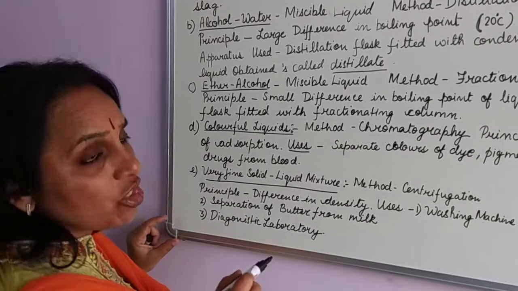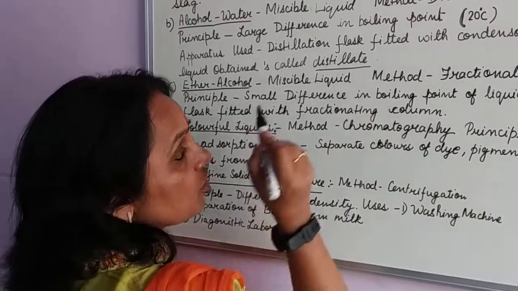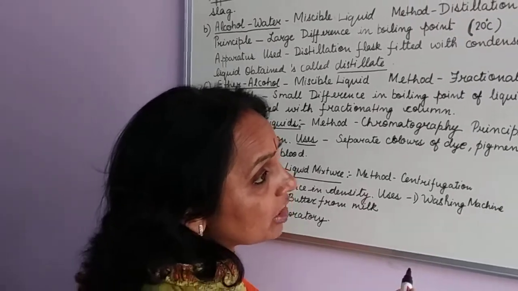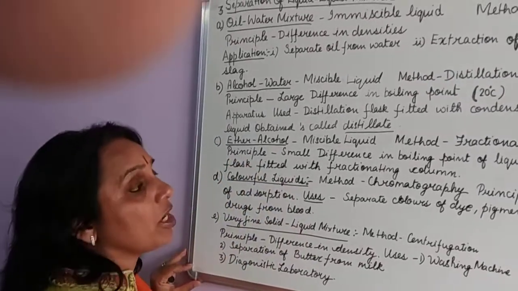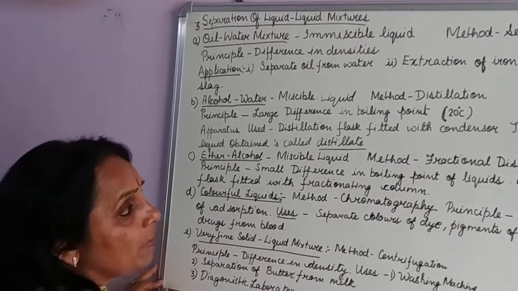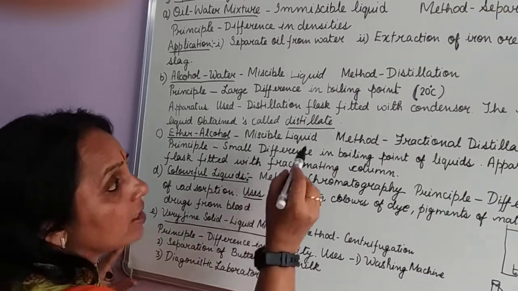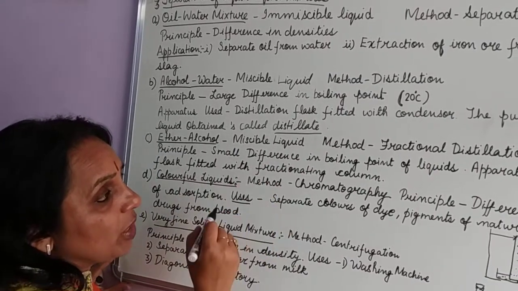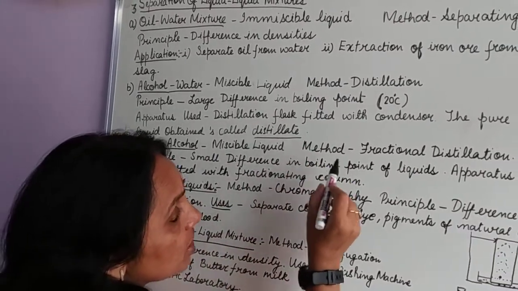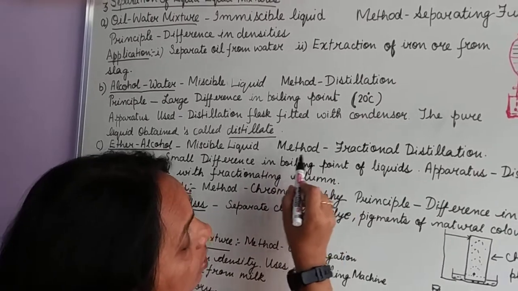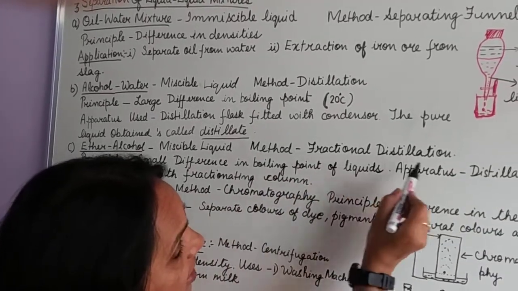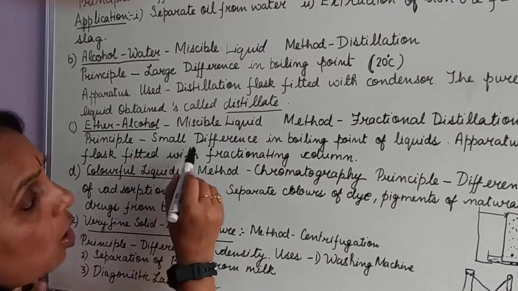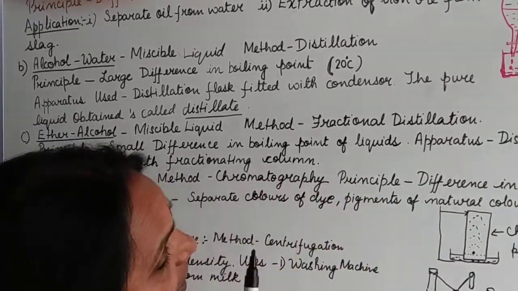Now coming on to the third type of mixture, that is ether and alcohol mixture. Ether alcohol mixture is also a miscible mixture, or both the liquids are miscible. That means they dissolve in each other very well, forming a homogeneous solution. But the problem with them is that the difference in their boiling point is less than 20 degrees Celsius. So we cannot use distillation. The method used for separation is fractional distillation technique, and the principle is that there is a small difference in boiling point of the liquids.